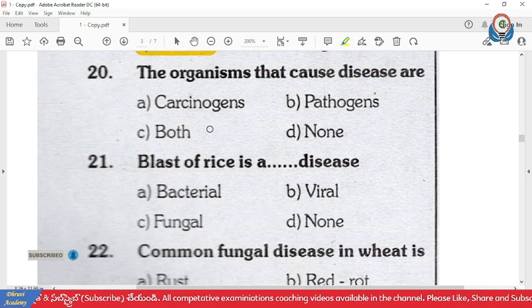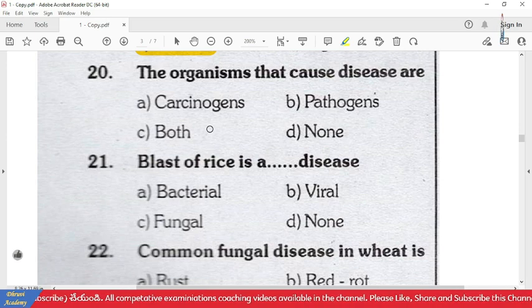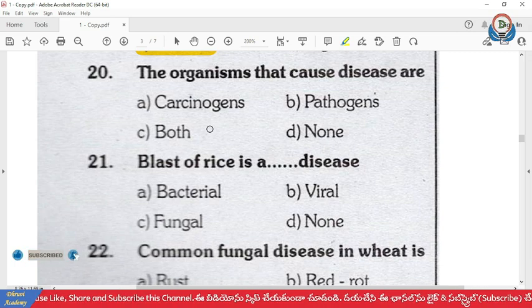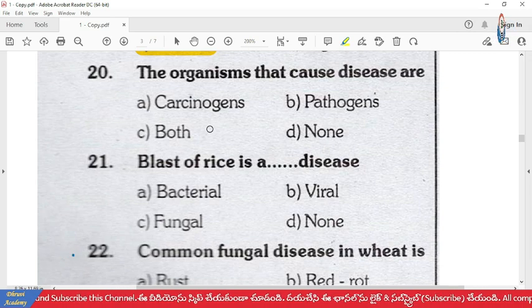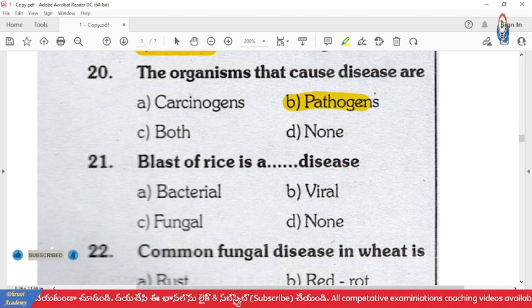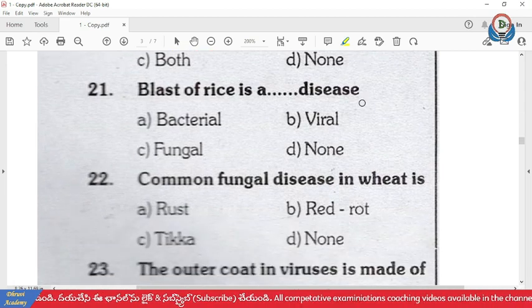The organism that causes a disease is, is it A carcinogens, B pathogens, C both, or D none? They are asking the organism that causes diseases. Its answer is pathogens. Pathogens cause a disease, right?